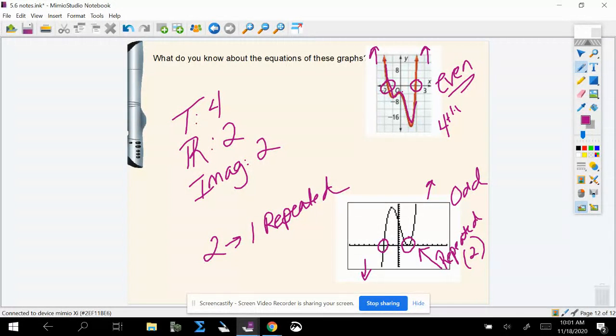So since this 0 counts as 1 and this 0 counts as 2, so 1, 2, 3, that means this one has no imaginary zeros. So that's just a quick analysis. You can look at a picture, look at if it crosses the x-axis, if it touches the x-axis, and have an idea about how many zeros, where the zeros are, and what type they are.